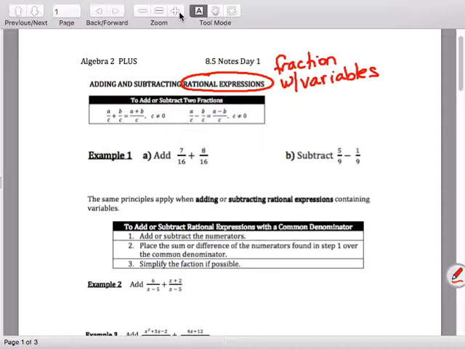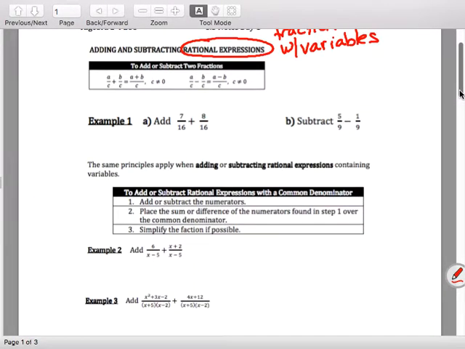Okay, so when I'm talking about adding and subtracting rational expressions, I need you to know what they are in order for us to add them. So we're going to start off with some real basics here. If you look at example 1, 7 over 16 plus 8 over 16, all you do is add the numerators and you keep the common denominator. If you could reduce the fraction, we would reduce the fraction. In letter B, 5 over 9 minus 1 over 9 is 4 over 9.